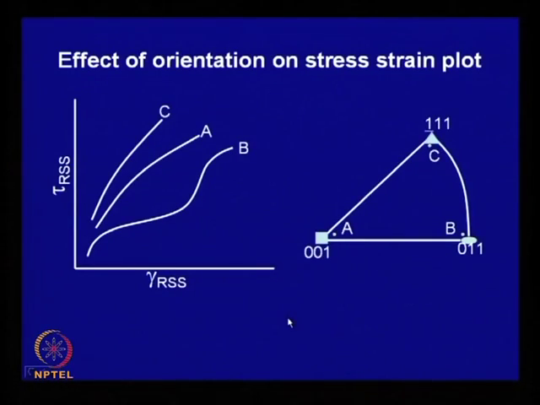Now, let us look at the effect of orientation on the nature of the resolved shear stress strain plot, which is shown over here. Let us consider three orientations for a face centered cubic crystal. One is close to this point, which is near cube orientation. Another is somewhere here, which is close to 0 1 1, and another which is close to 1 1 1, not exactly 1 1 1.